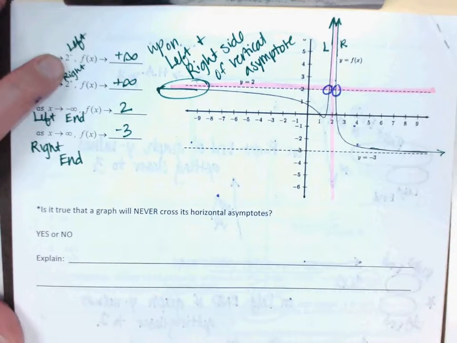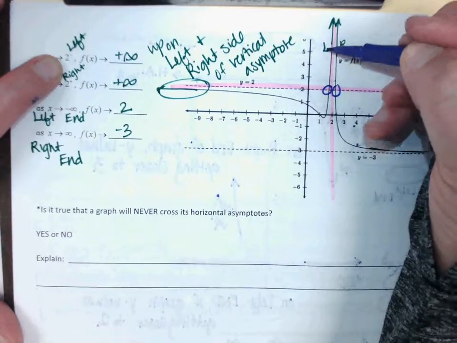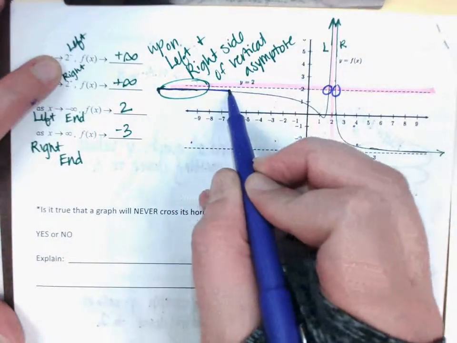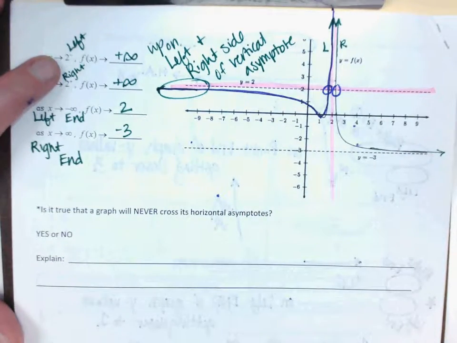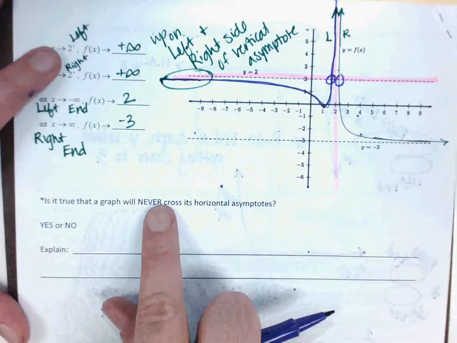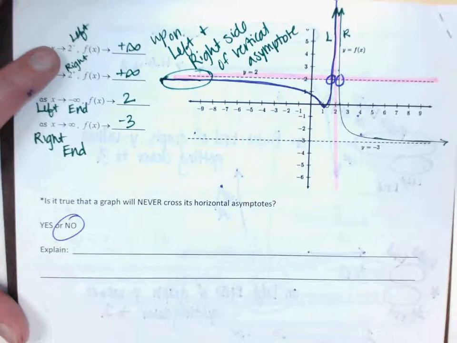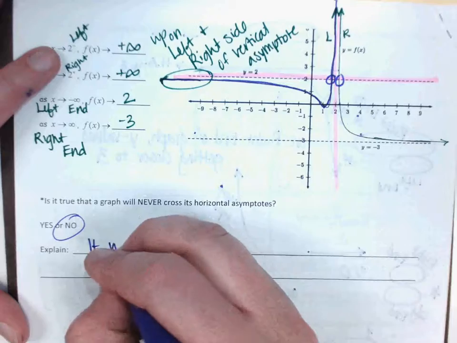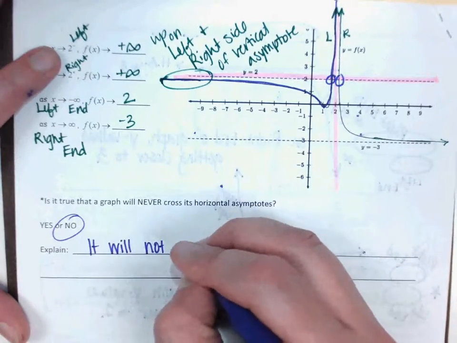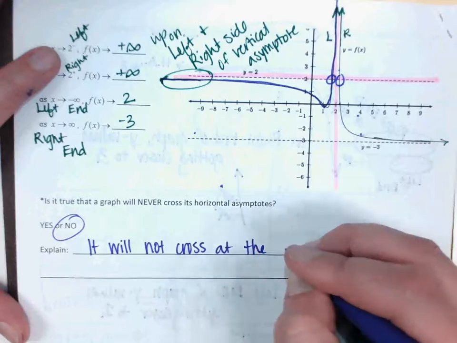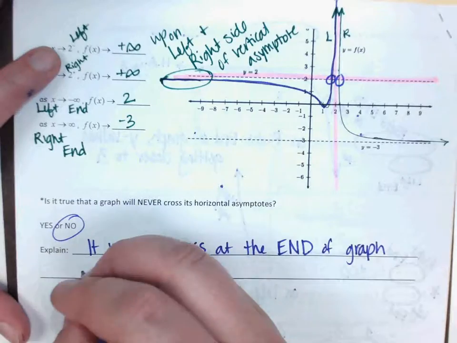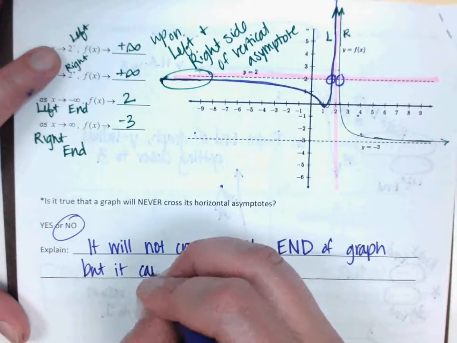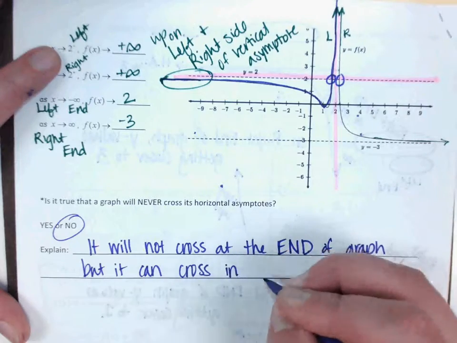I did 2 from the left, so here's my line. I stayed on the left side, and my graph here, as I get closer and closer, it's going up. And remember, up is infinity, down is negative infinity. Okay, so for this statement, is it true it will never cross? I'm going to say no. It will not cross at the end of the graph, but it can cross in the middle part of the graph.